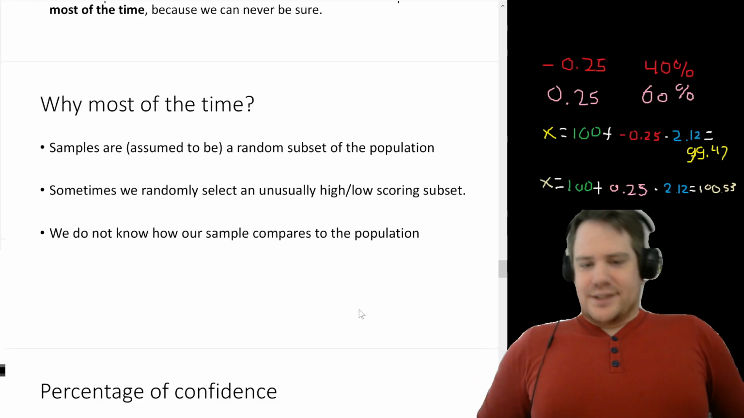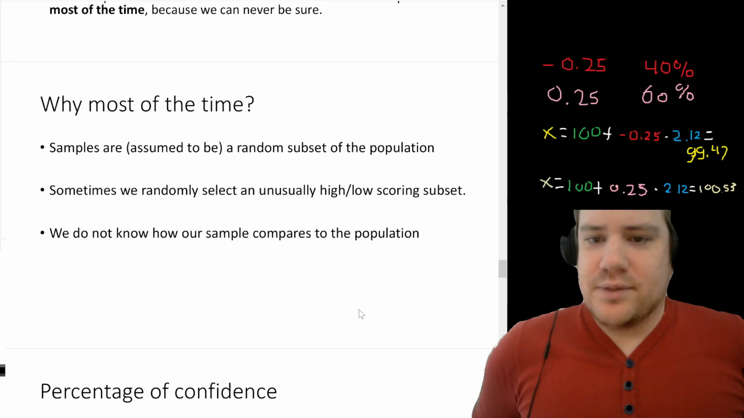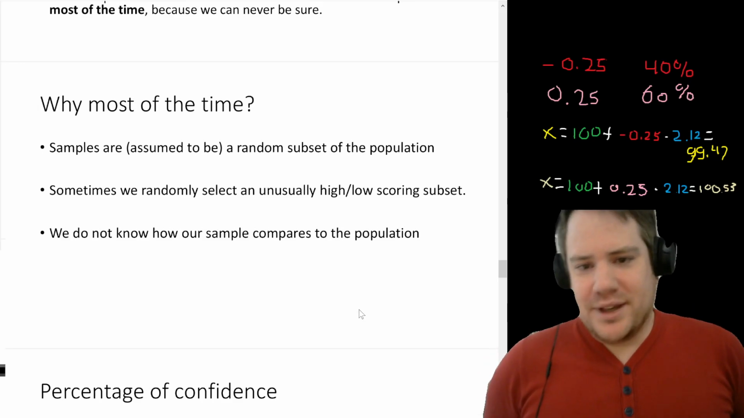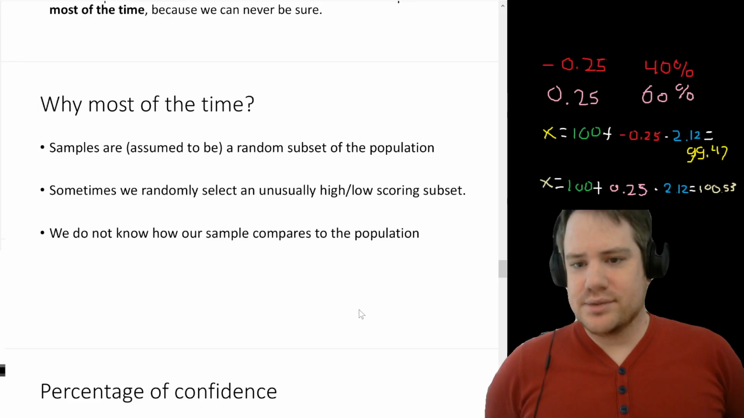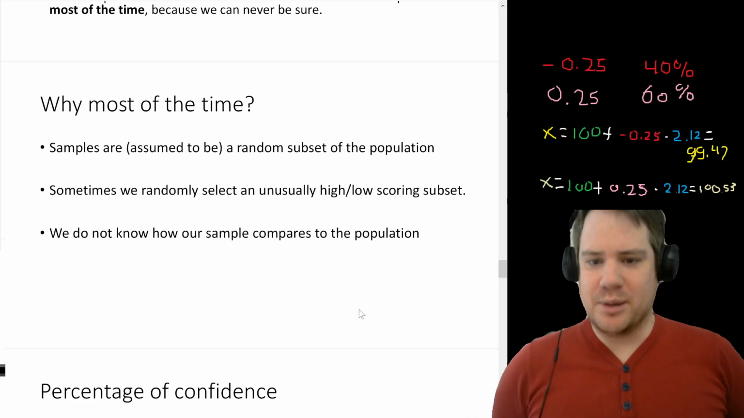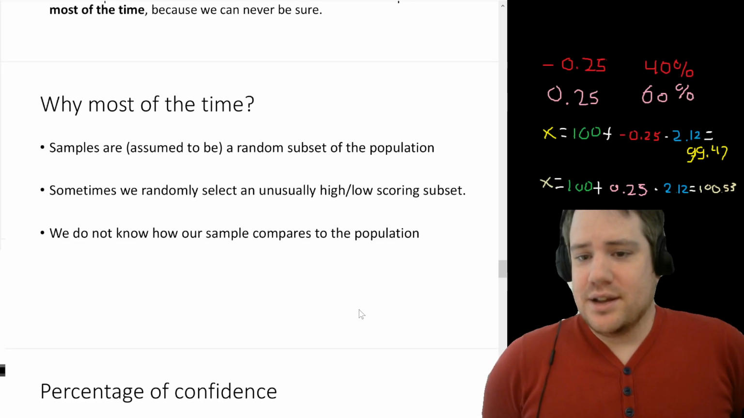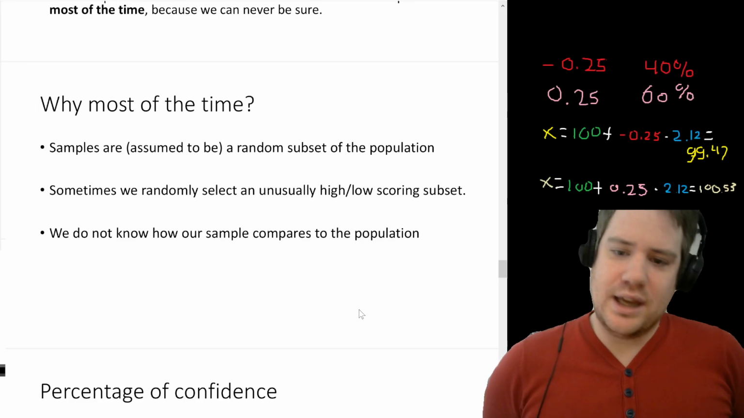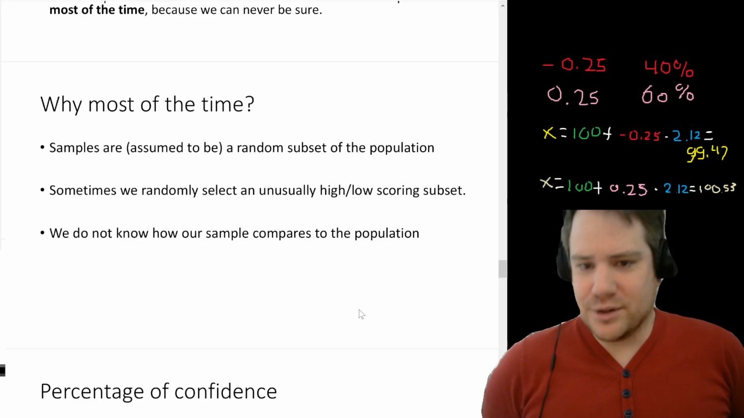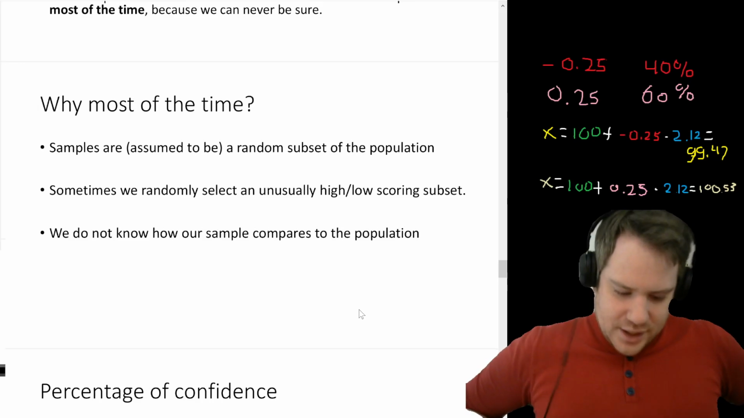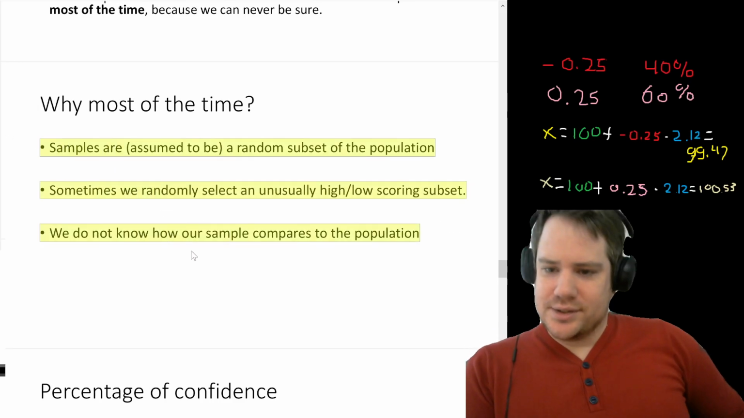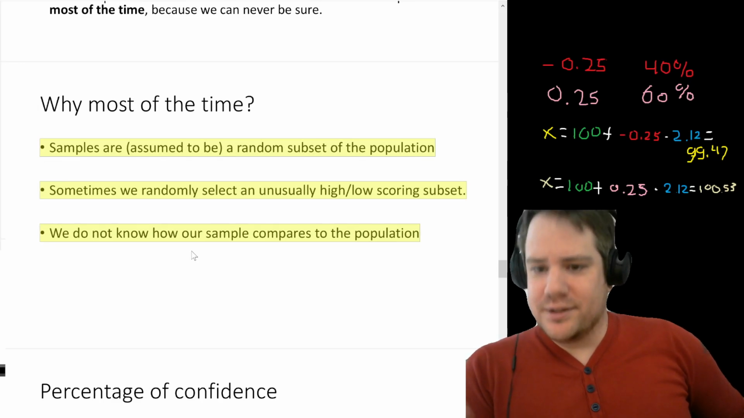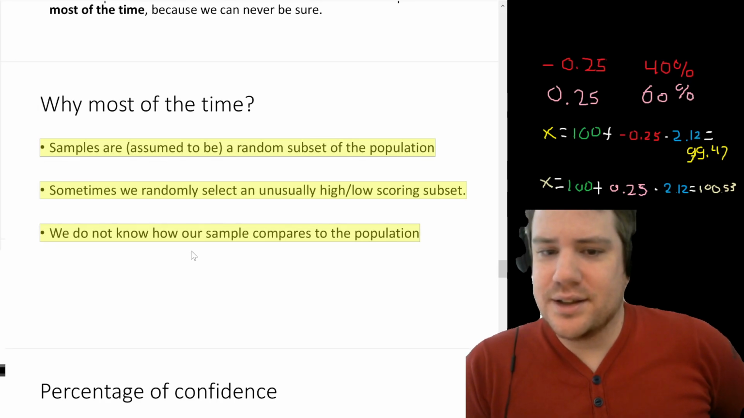And that goes back to what I was just talking about. It's very important to remember that you cannot be entirely sure. The samples, at least you assume, are randomly selected from the population. Sometimes you get a very high or low scoring group of people, and therefore we don't know how our sample compares to the population. So this highlights yet again why we're never going to be 100% sure. But as I previously mentioned, the point is to make educated guesses.